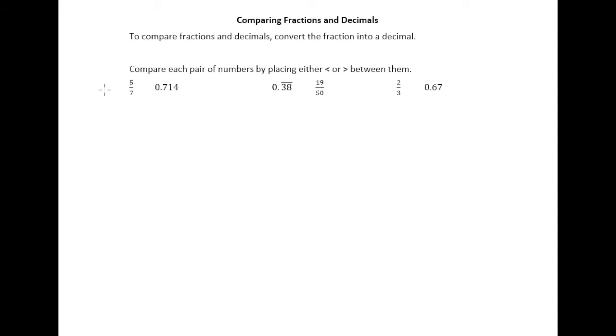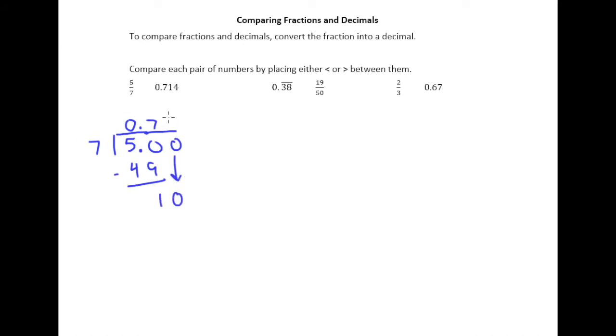So let's start with 5/7 and 0.714. We're going to take our 5/7 and start the conversion process. Take the numerator divided by the denominator. 7 does not go into 5, so I'll put a 0 here, add a decimal point. 7 goes into 50 7 times. 7 times 7 is 49. Remainder of 1, add another 0.